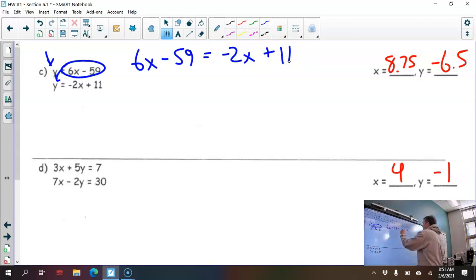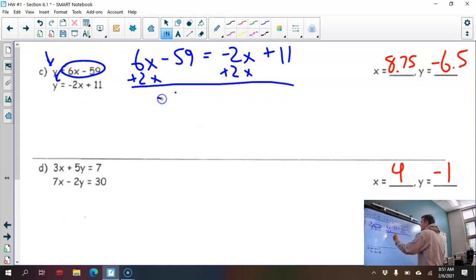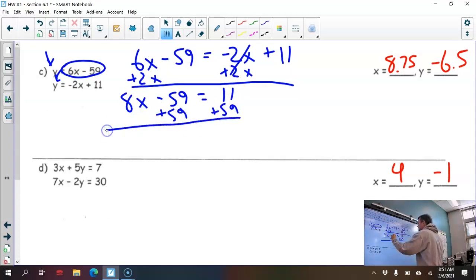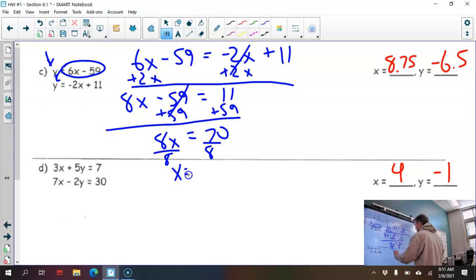And then I would probably add 2x to both sides, giving me 8x minus 59 equals 11. Then I would add 59 to both sides, giving me 8x equals 70. And then I would divide by 8, and I would get x equals 8.75.